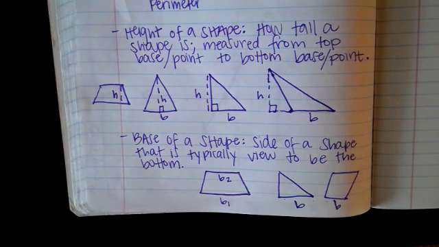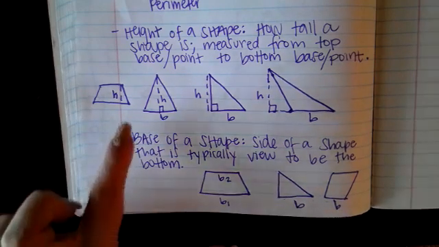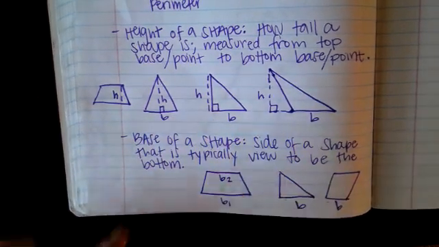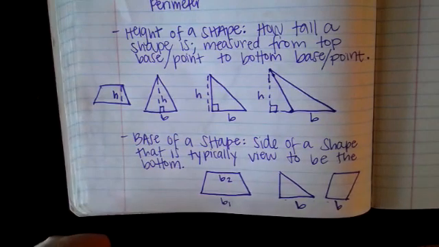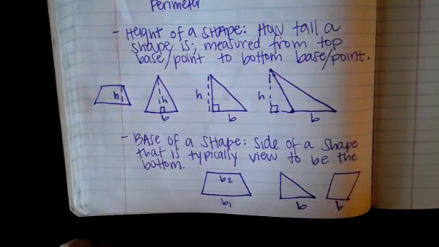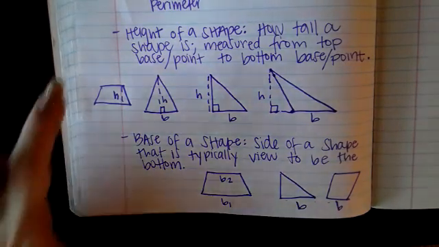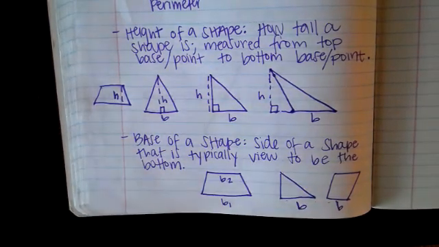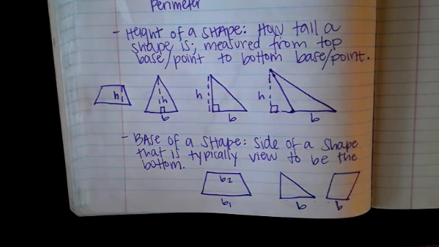So height and base are going to come into play when we calculate the area of different shapes. So it's important that you know where they're at in each shape. In the next video you watch, you'll see it a little bit more in action, but it's important that you understand the basic definition of these four things: perimeter, area, height, and base. So make sure you have all definitions down before moving on to the next step.